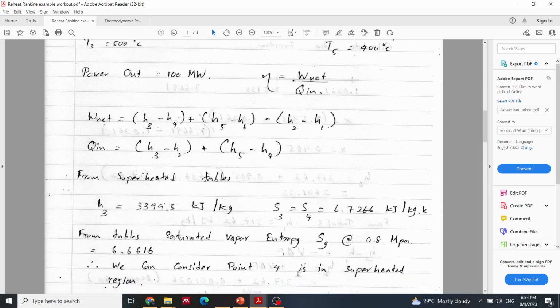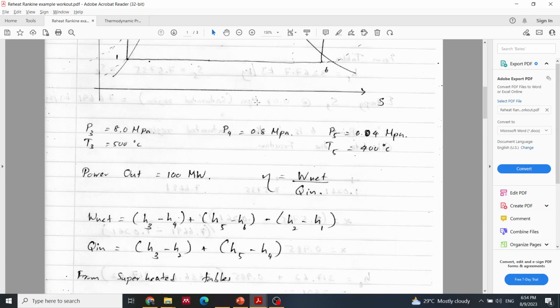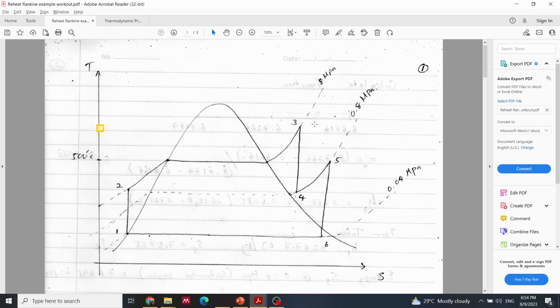If we are able to find all these enthalpy values, then we will be able to define the net work value, right? So that's the plan for this question. Basically, find all these H1, H2, H3, H4, H5 and H6. If we can find all these enthalpy values, then we will be able to find the net value. So let's start from number 3.